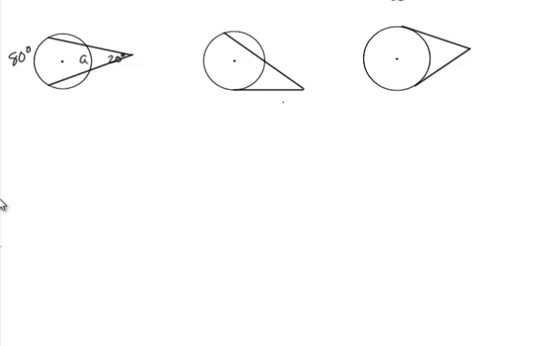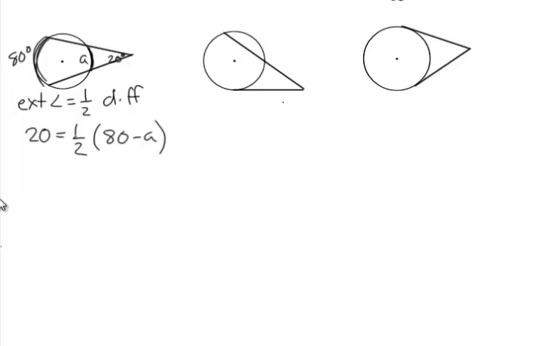So again, here's our thinking. Exterior angle equals half the difference. So the difference of what? The two arcs. Here's one of those arcs. Here's the other arc. So our exterior angle, 20, equals 1/2. Now, which of the arcs is larger? Well, obviously 80 is larger than A, even though we don't know what A is.